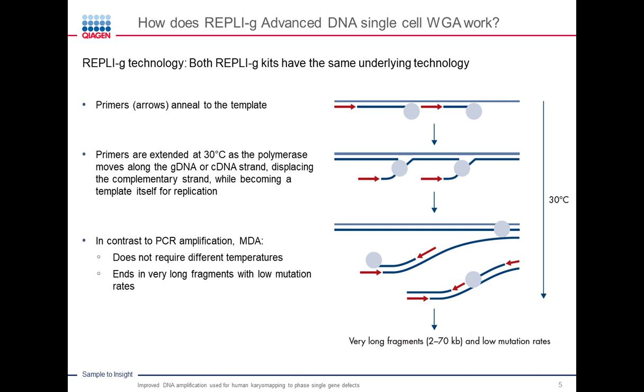In contrast to other amplification methods like PCR, our MDA does not require different temperatures. And in the end, this results in very long fragments with low mutation rates. The Φ29 polymerase that we use at QIAGEN has about 1,000-fold more fidelity than most of the polymerases that are used for PCR amplification. And the fragments that we can get can be very long, anywhere from 2 to 70 kilobases, with these very low mutation rates.